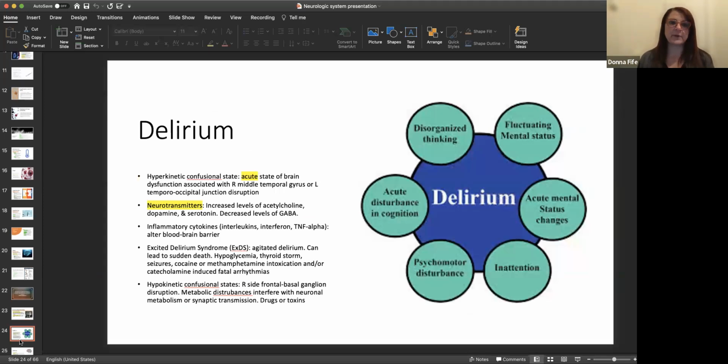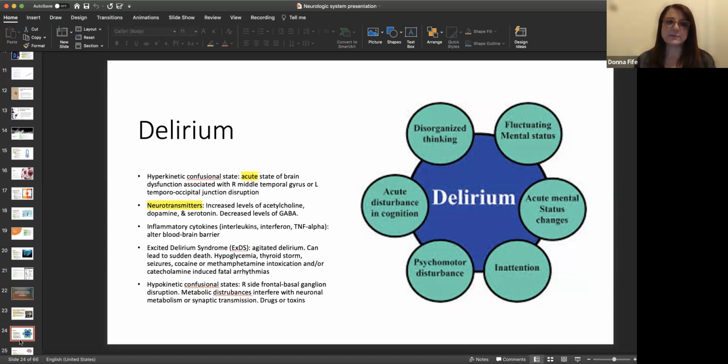Delirium. Now, this is a hyperkinetic confusional state, and this is an acute situation. It's an acute state of brain dysfunction associated with right middle temporal gyrus or left temporal occipital junction disruption. Neurotransmitters, there are increased levels of acetylcholine, dopamine, and serotonin, and decreased levels of GABA. Inflammatory cytokines such as interleukins, interferon, and tumor necrosis factor alpha alter the blood-brain barrier.